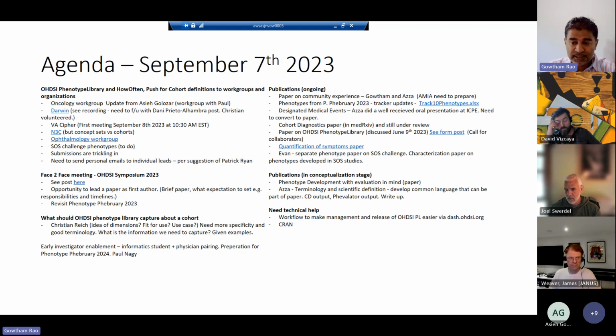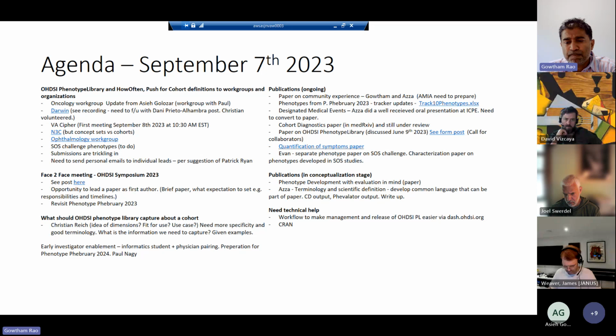The conceptual challenges: what is a cohort? Is a cohort a concept set, or is it actually a cohort definition? So far, we have described it as a cohort definition. Andrew from Tufts has thoughts that it could be a concept set, and conceptually, I don't know how to reconcile it. So if anybody is interested in that topic, that's something we can talk about.